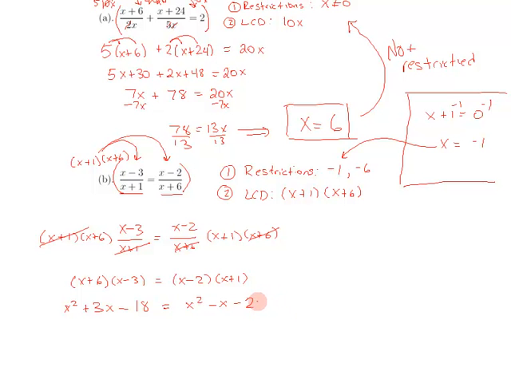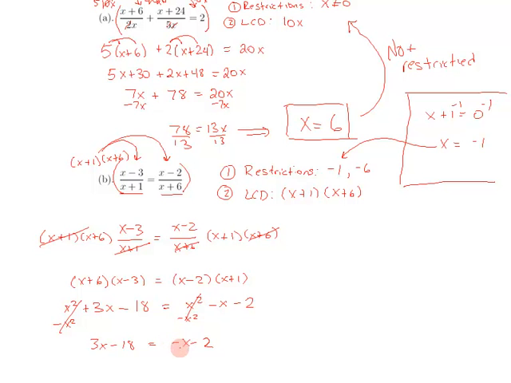Now as I try to move things around and get this thing equal to 0, I will subtract x squared from both sides. At this point you realize that in fact even though I had squares in there, this is not going to be a quadratic equation, not one that I have to solve using factoring, because the x squareds drop out after this step, and I'm left with 3x minus 18 is equal to negative x minus 2.